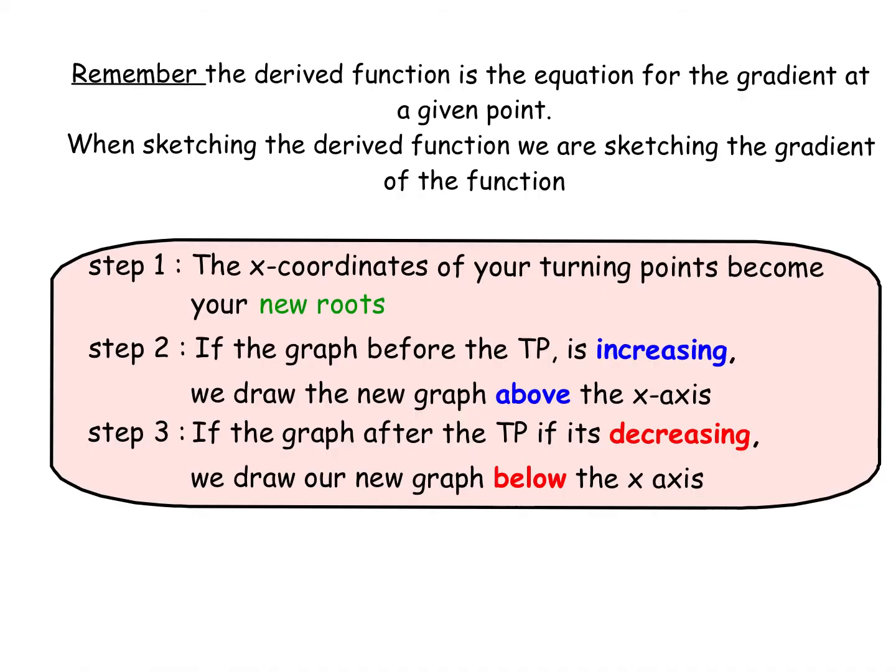So it's remembering that the derived function is the equation for the gradient at any given point, okay? And when sketching the f dash x, you're sketching the gradient of your previous function. So here are the steps put in the simplest terms I can possibly think of. Step 1, look at your original diagram. Wherever your turning points were, you trace down the x-coordinates and they become your new roots. And it's very important, it's only the x-coordinates that matter here. Your y-coordinates mean absolutely nothing right now.